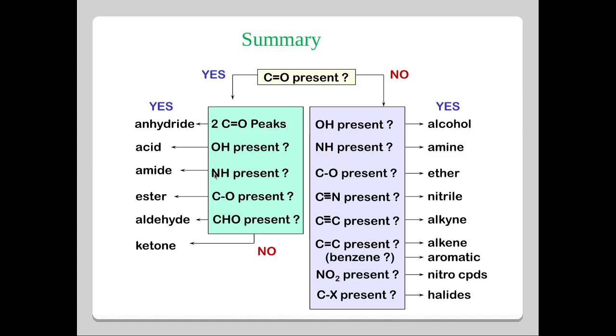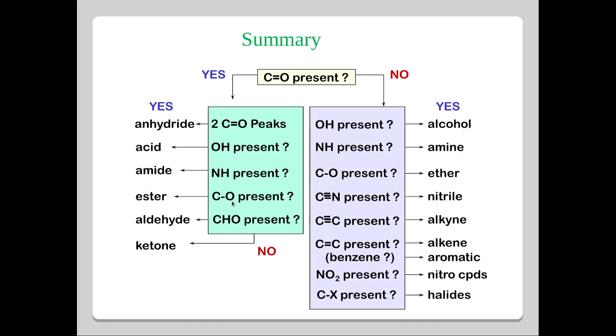Then if there is no such band, look for a CO band between 1000 and 1200 centimeter inverse. If such a band is there, it could be carbonyl and CO, which makes it an ester functional group.